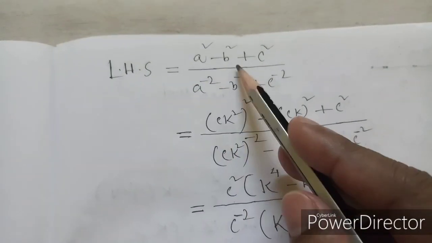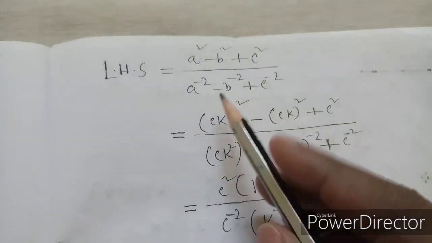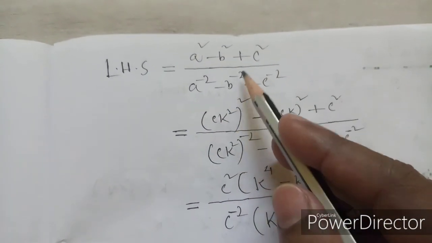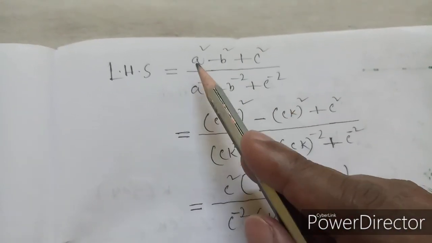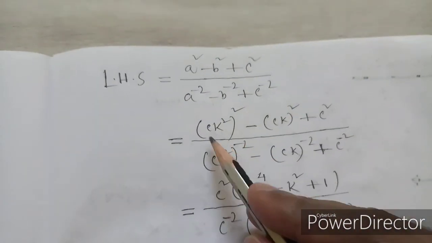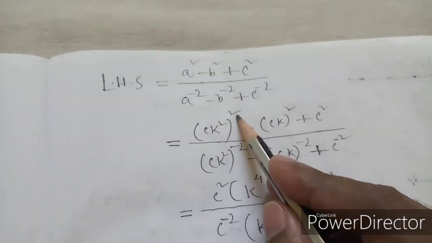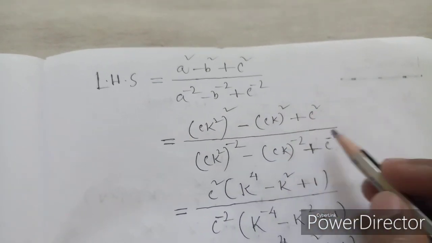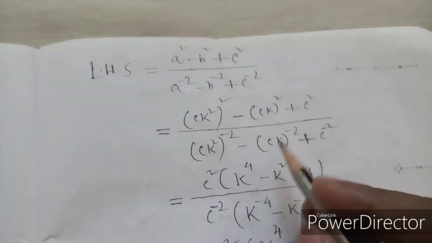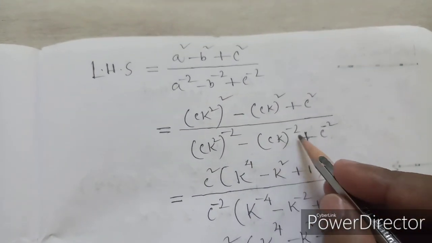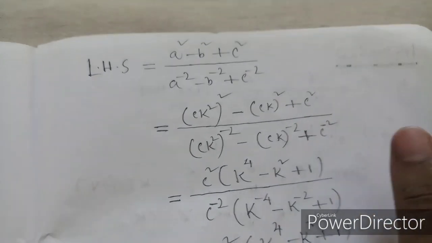Now a square minus b square plus c square by a to the power minus 2 minus b to the power minus 2 plus c to the power minus 2. Now put the value of a and b here. So (ck square) whole square minus (ck) whole square plus c square by (ck square) whole to the power minus 2 minus (ck) whole to the power minus 2 plus c to the power minus 2.